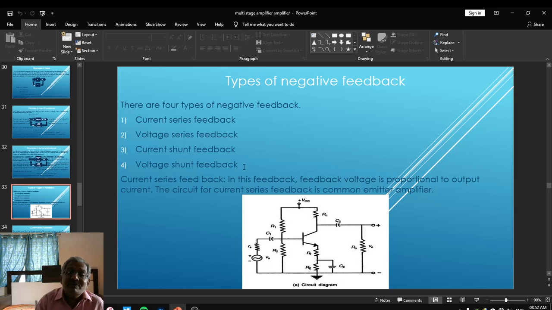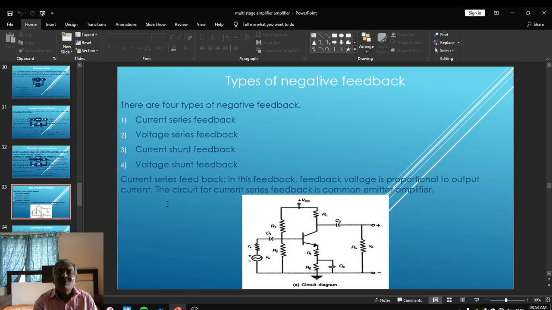Don't confuse, student friends. Whatever we are studying today, these are the types of negative feedback amplifier. But at the beginning of this topic, we studied the types of feedback. That is the difference. Otherwise, we will get confused. At the beginning, we studied two types: one is negative feedback and the second is positive feedback. And today we are considering the types of negative feedback in amplifiers. And these are of four types.